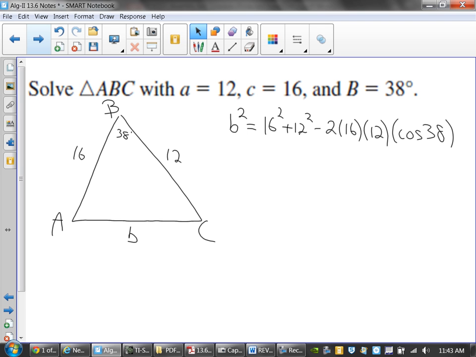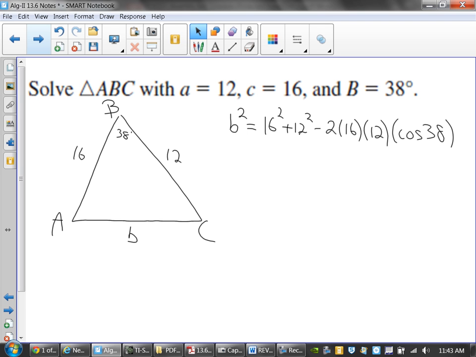Again, the lettering is generic. Notice how this is opposite the given angle? That's all I'm dealing with. Think of it in terms of opposite the given angle. The letters just shift themselves around.